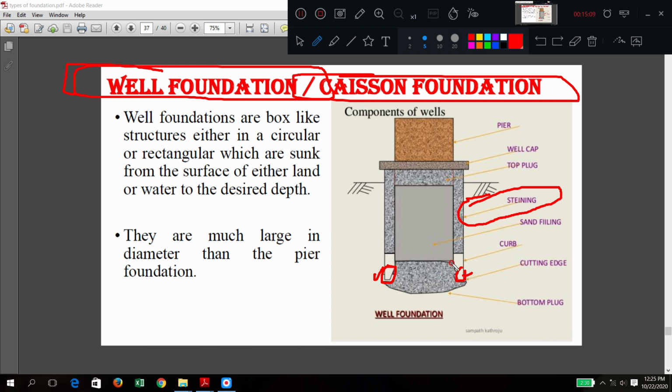So this bottom element itself is called as curb. Okay. So now the curb and cutting edge are there at the bottommost, and this vertical element is called as staining body. So above that, to cover this area, you are putting the top plug. A plug is nothing but a cap kind of a thing. Before putting the plug, whatever gap is there, it is sand filled. It is filled with sand to make it stronger.